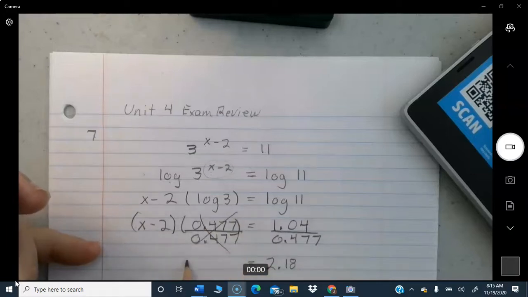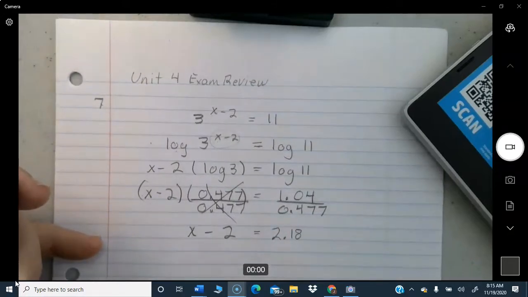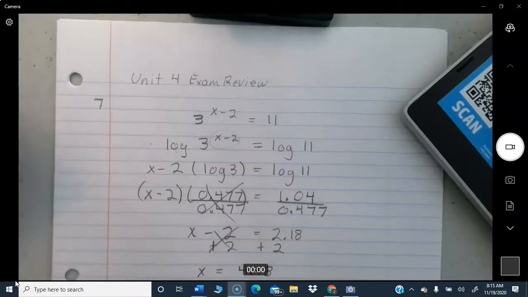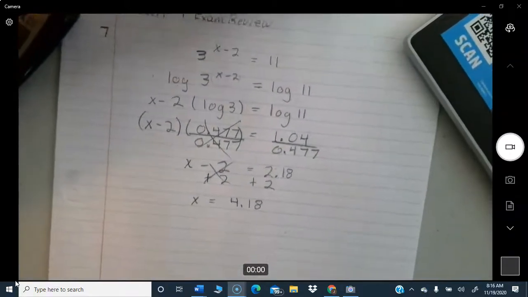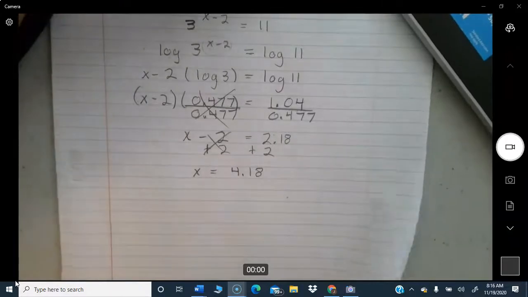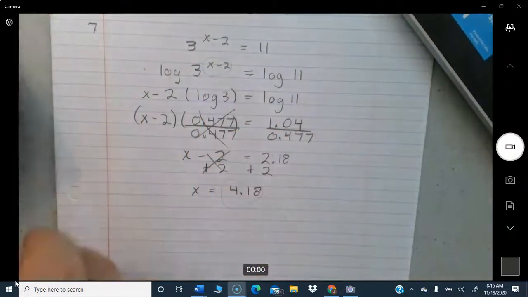This cancels, so you have x minus 2 equals 2.18. You're going to add 2 to both sides. That cancels, and you have x equals 4.18 right there. Okay? So that's your answer. And of course, you can check your work on the test by taking that number and plugging it back into x.